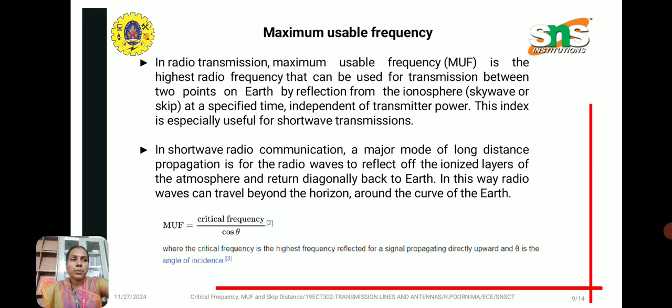Next is the maximum usable frequency. In radio transmission, maximum usable frequency is the highest radio frequency for a transmission between 2 points on the earth by reflection from the ionosphere at a specified time, independent of the transmitter power. So this index is useful for shortwave communication. MUF is given by the relation critical frequency divided by cos theta.